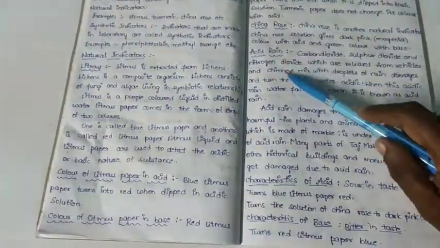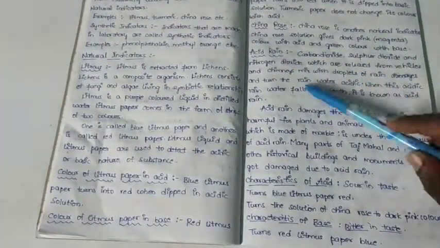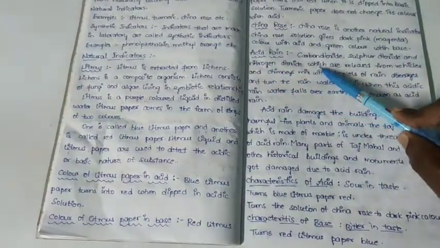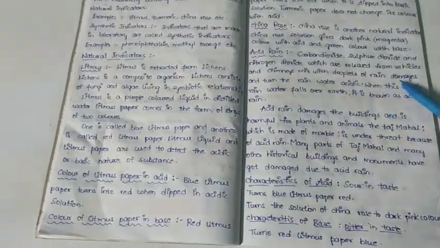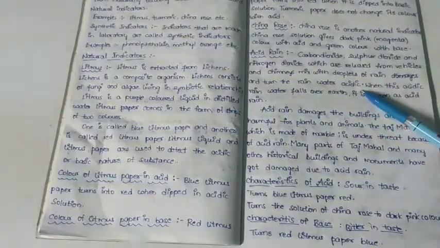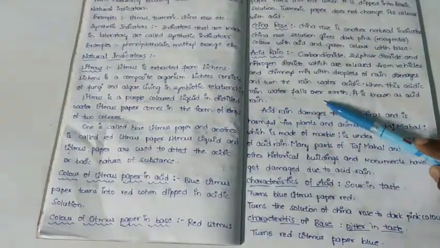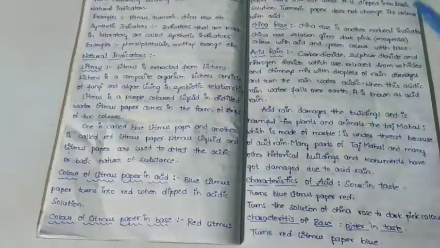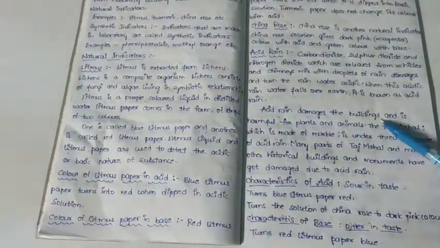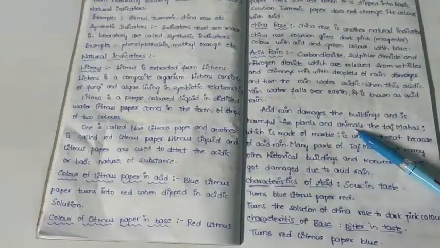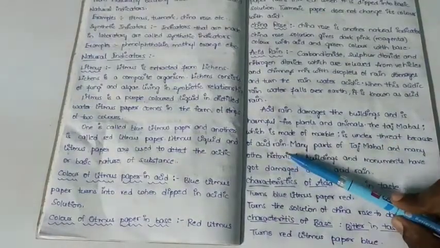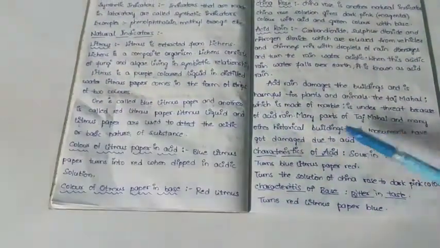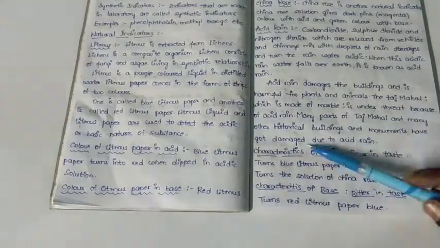So what is acid rain? Carbon dioxide, sulfur dioxide and nitrogen dioxide, which are released from vehicles and chimneys, mix with droplets of rain and turn the rainwater acidic. When this acidic rainwater falls over the earth, it is known as acid rain. Acid rain damages buildings and is harmful for plants and animals. The Taj Mahal, which is made of marble, is under threat because of acid rain. Many parts of the Taj Mahal and many other historical buildings and monuments have been damaged due to acid rain.